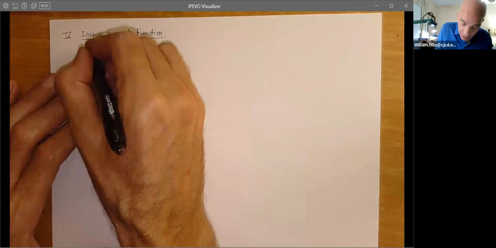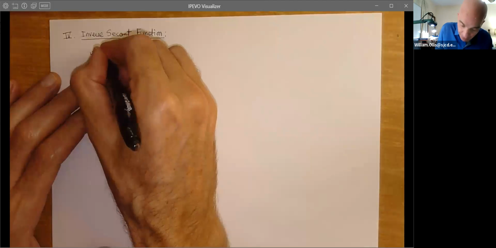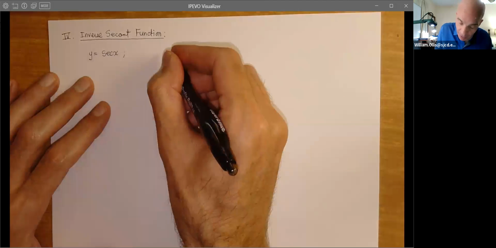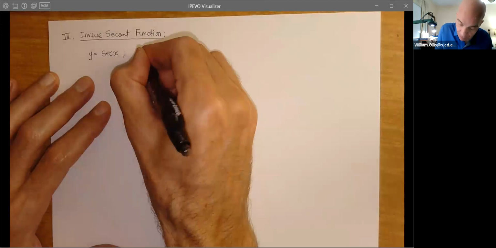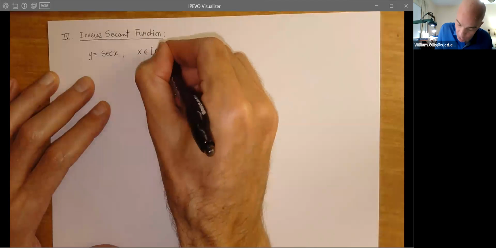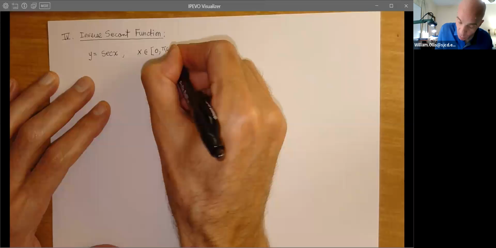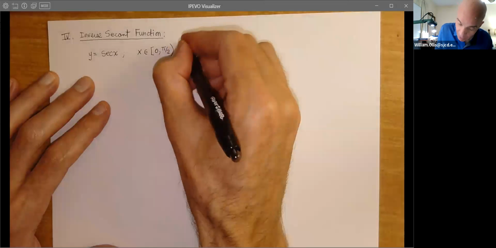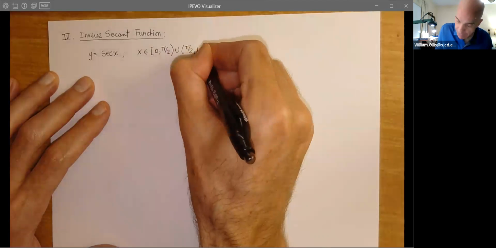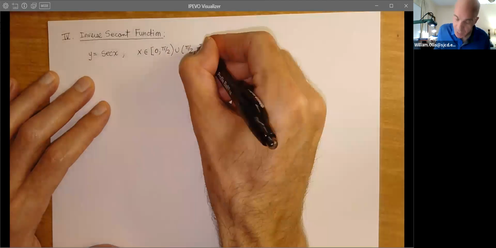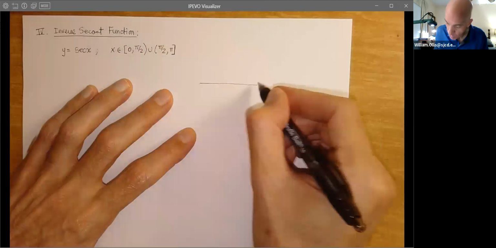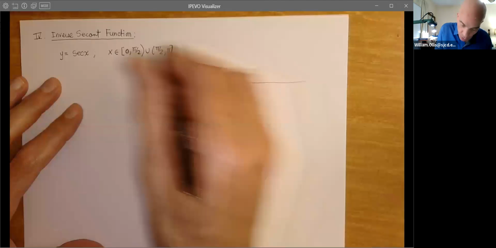So we're going to say y equals secant x, and we're going to get clever here. We're going to say that x, in this case, lives between 0 to pi over 2. And of course, that's a vertical asymptote, so we're going to parenthesize, so to speak, union pi over 2 to pi. So what's that going to look like? Let's draw it. So this is the restricted version. So restricted.